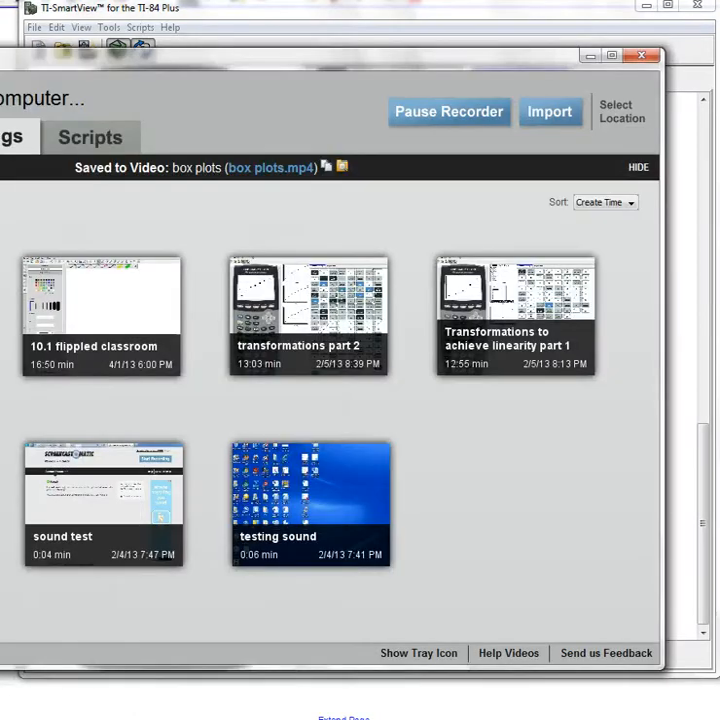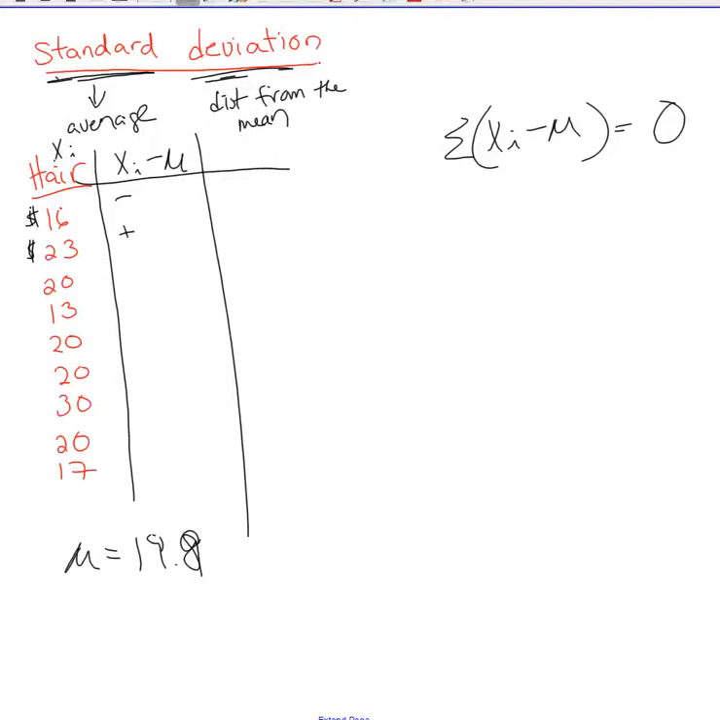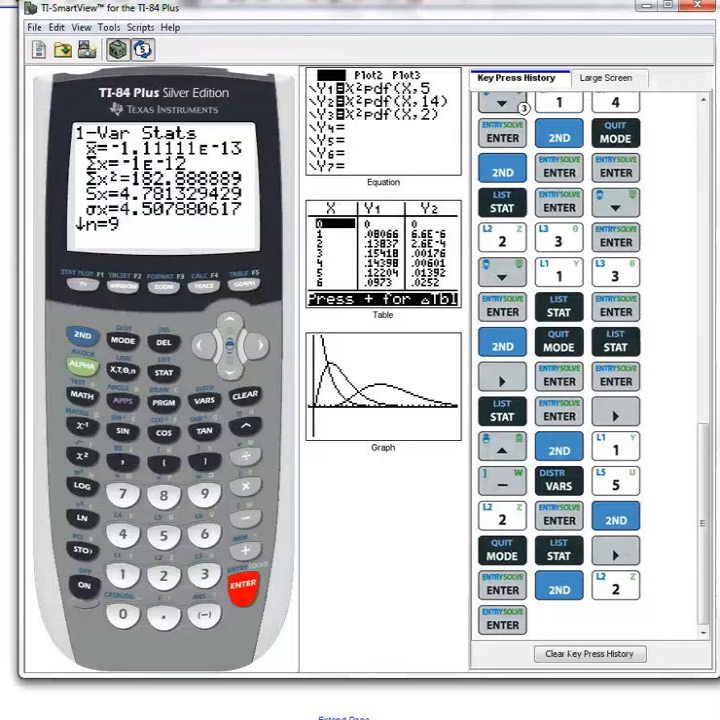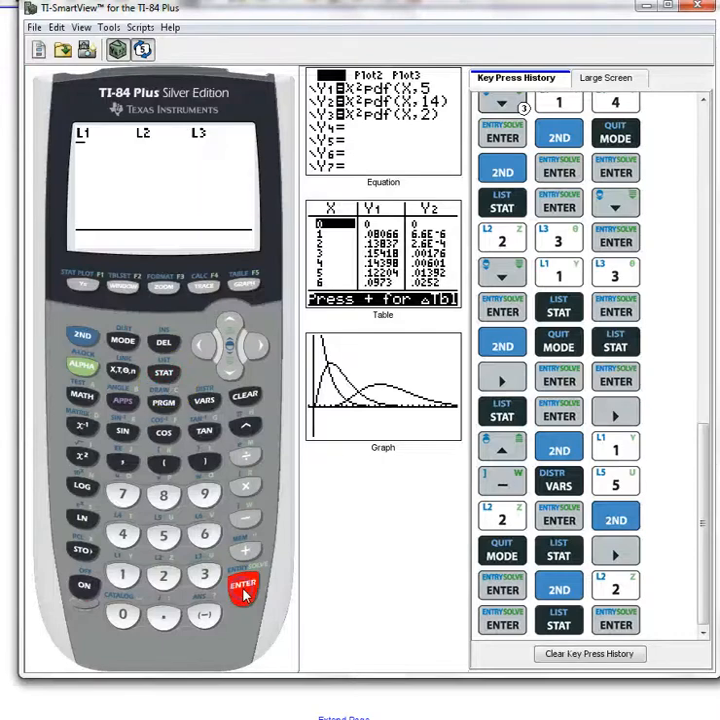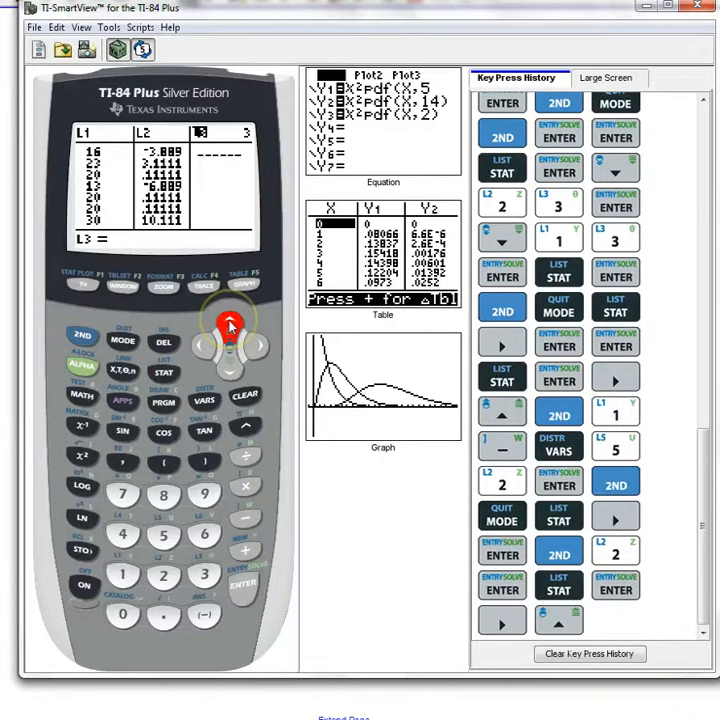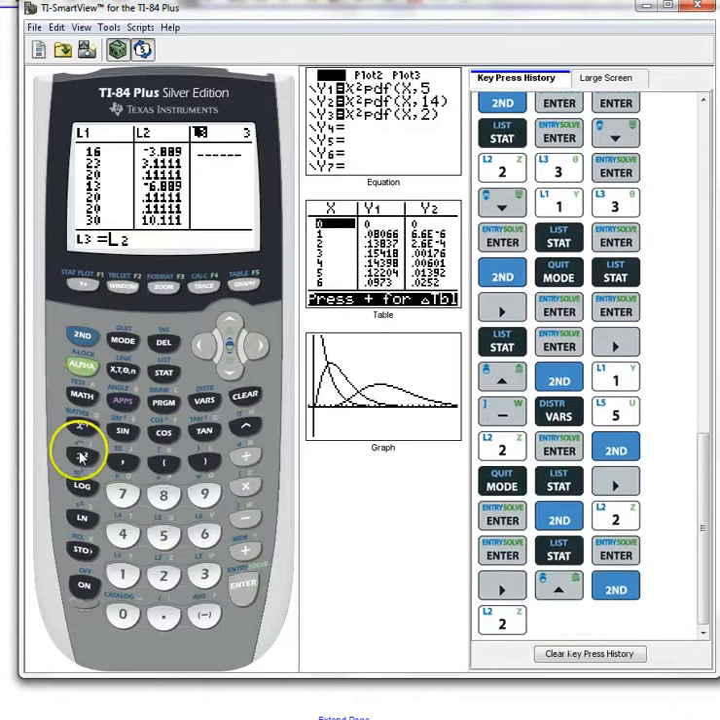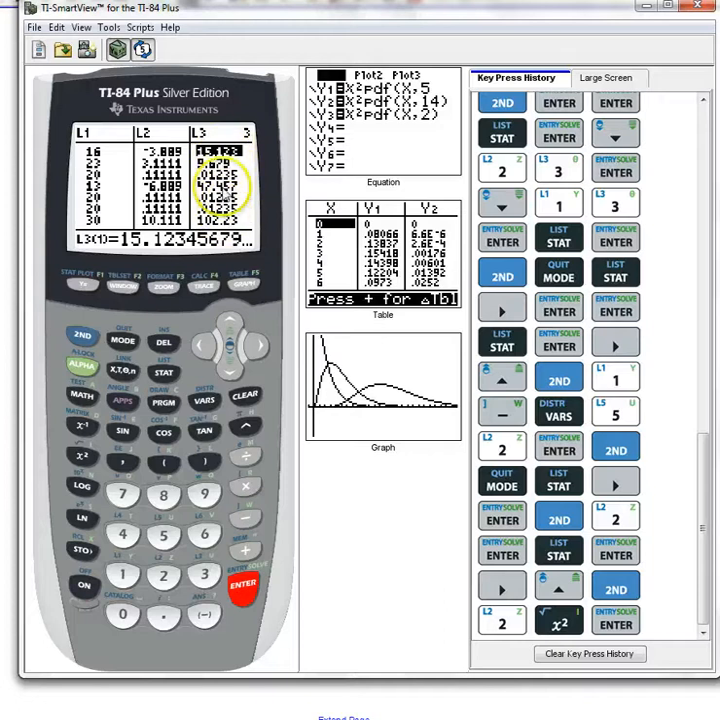Okay, so we're going to square these deviations. We could take the absolute value, but we're not. Standard deviation doesn't take it. They square it. So go to your calculator, stat enter, and let's square these deviations by taking L2 and squaring them and pressing enter. And now they're all positive, because they have been squared.